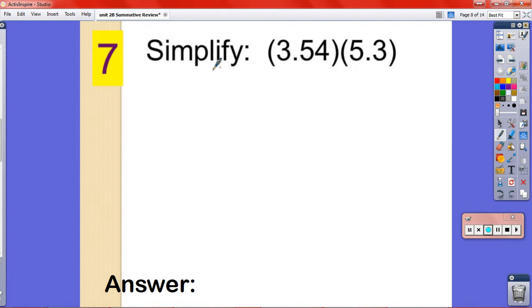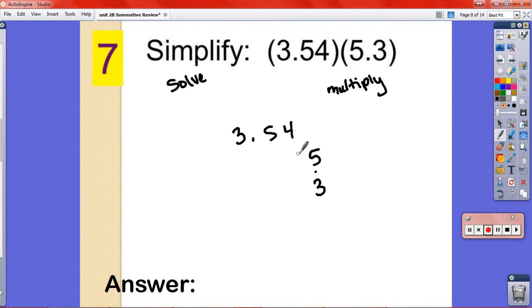Number 7, simplify. In most cases, if you just have numbers, simplify means solve. What simplify actually means is get to the smallest amount of terms possible. And in this case, we have 2 terms right now, and if we multiply them, which is what parentheses means, then we'll only have 1 term. So that's simpler because there's fewer terms. So I'm going to set up lattice again, so you can see that decimal point in action again. It's 3.54 times 5.3.